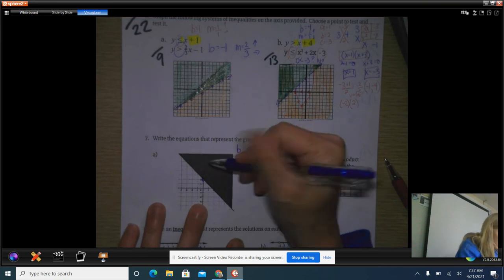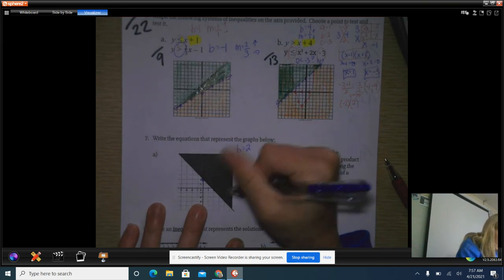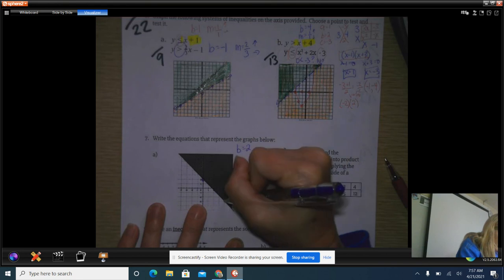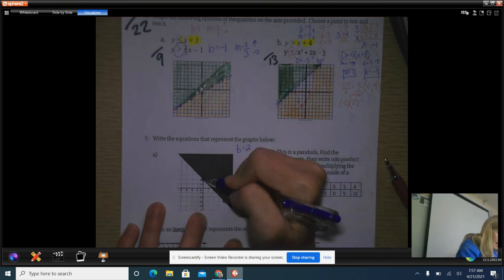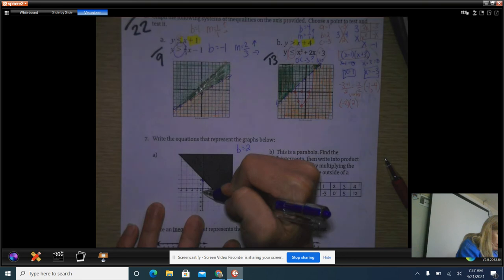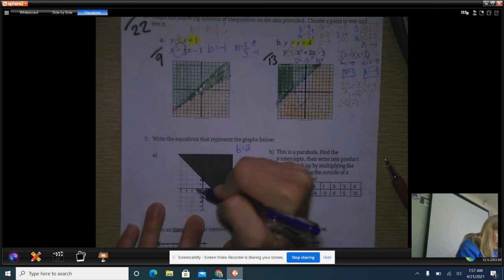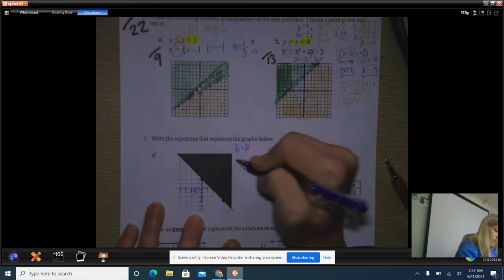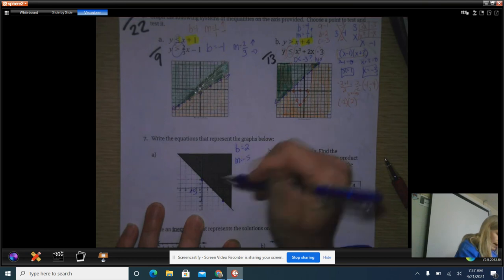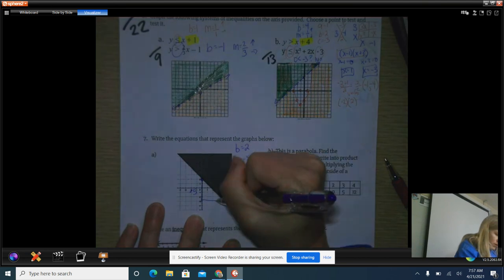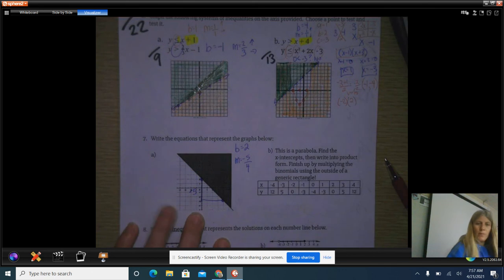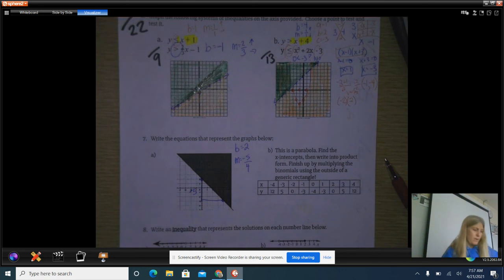I'm finding my next good point on my line, which is right here. And I see to get there, I go down 1, 2, 3, 4, 5. That's a -5 for my slope for my numerator. And I'm going over 1, 2, 3, 4. So my slope is -5/4.